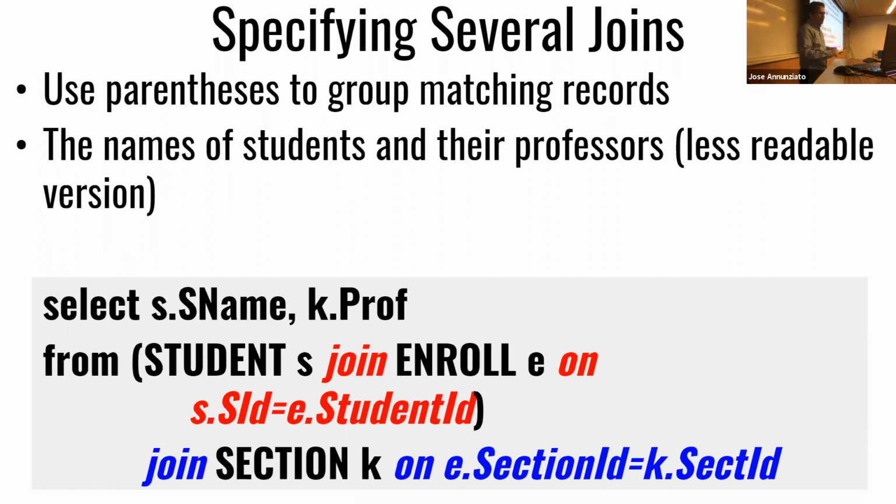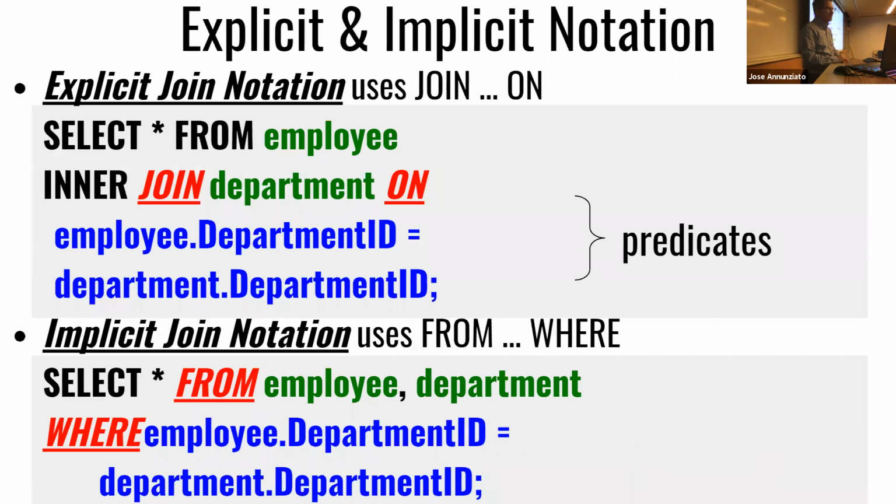The implicit notation allows you to write it with a plain where clause. So instead of using an inner join with department on, you can just do a where, with the foreign key equal to the primary key. So it's equivalent. This is referred to as the implicit join notation, and the other one the explicit join notation.